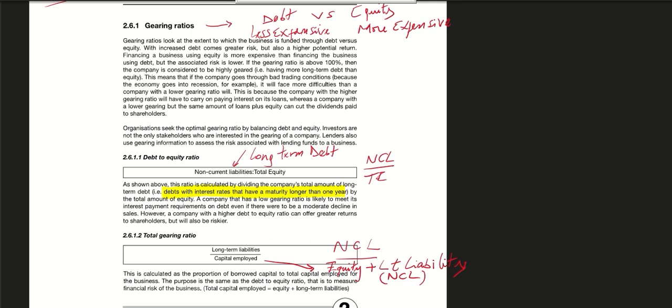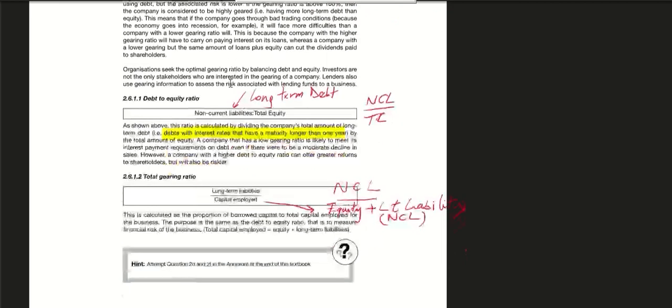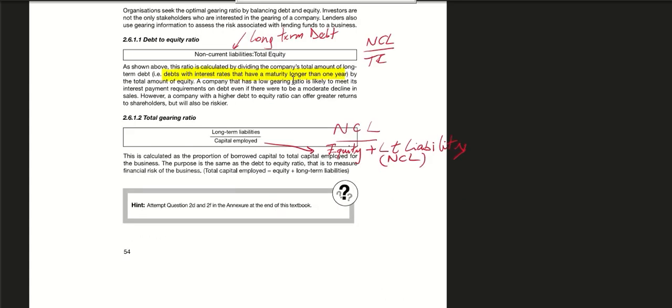So the total gearing ratio is another one that we can look at. So we look at long-term liability, non-current liability, divided by the capital employed. And the capital employed would have equity plus long-term liability. So long-term liability is coming twice on the numerator and also as an addition to the denominator, right? It will give us an indication of the financial risk of the business. Are we having too many debts that we cannot service? That's what these ratios answer to, gearing ratios.